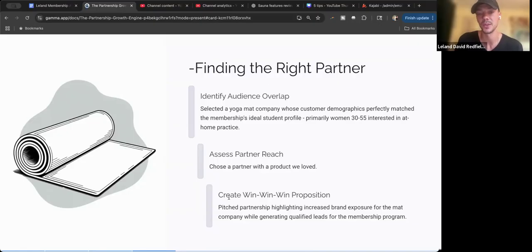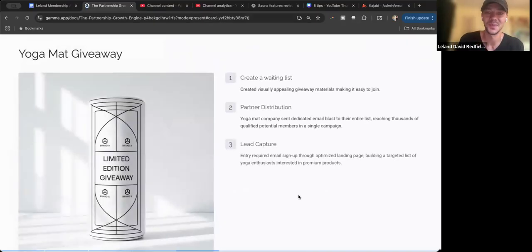And then the last thing you need to do is create a win-win-win proposition, a win-win-win scenario. So the win has to be for the partner, right? The first thing, the partner has to get a win when you reach out to them. The partner's audience has to get a win, and then you have to get a win. There should be three wins, and if you can create these win-win-win scenarios, most partners are happy to partner with you if you follow some of these next steps.